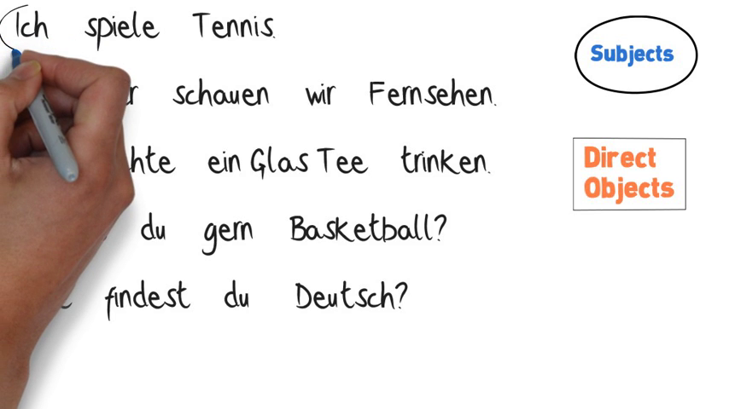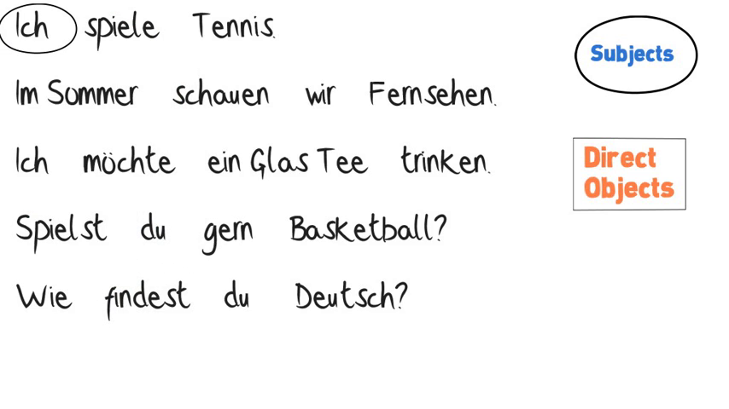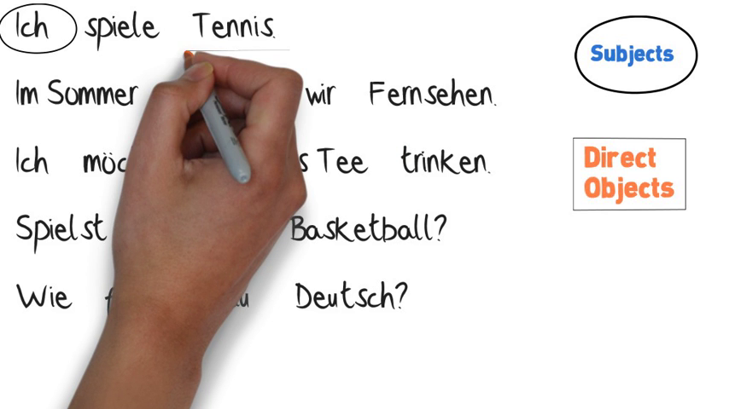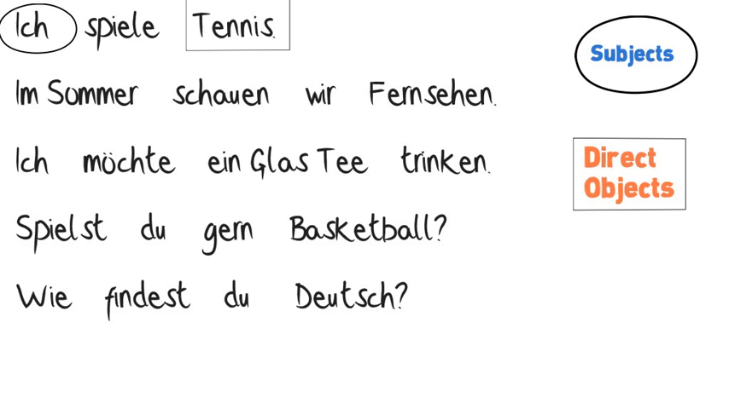Okay, let's check your answers. In the first sentence, ich spiele Tennis, we know that the verb is spiele, so we ask ourselves who is playing, and the answer is ich, that's the subject. Now we ask, what is being played? Tennis is the direct object of that sentence.